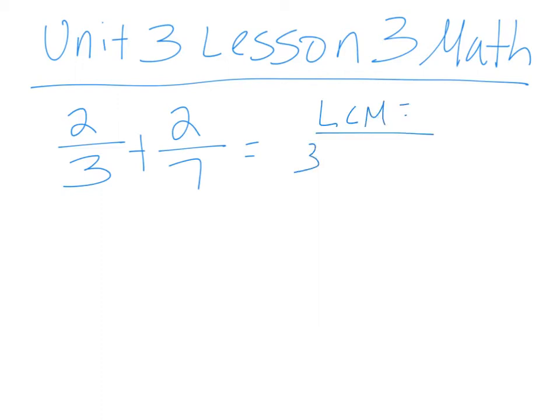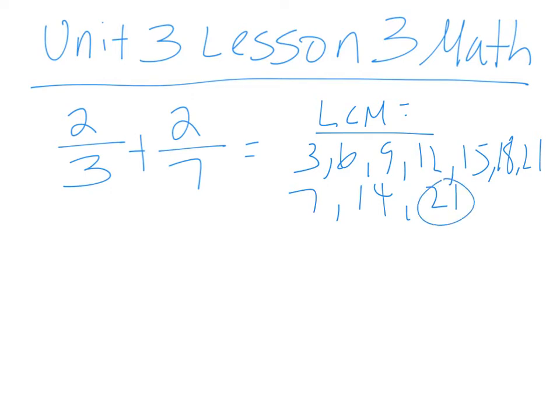So if you count by threes and you count by sevens, the first place they meet is 21. So that's your common denominator. So we have to make equivalent fractions with the denominator equal to 21.